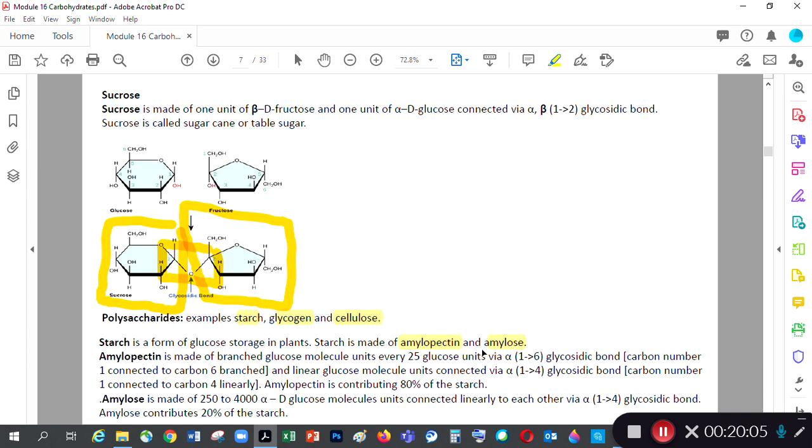Now, ask yourself, what's the difference between those two? Well, it turns out amylose is more linearly connected. The glucose units are connected linearly, and in amylopectin you have a lot of branching. Every 25 glucose units, you have a branch, correct? So that's the difference. Amylose, as it says here, is 250 to 4,000 alpha D glucose units connected linearly via 1,4 glycosidic bonds, and this is very important.